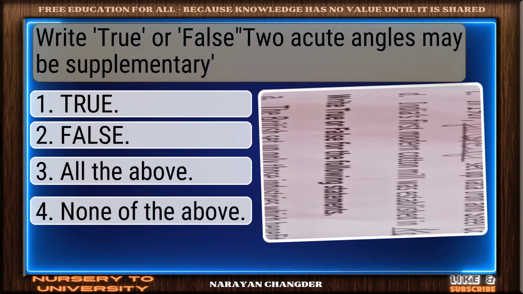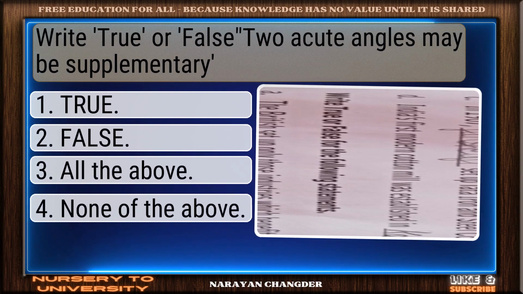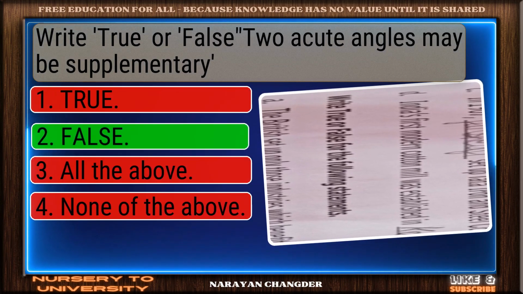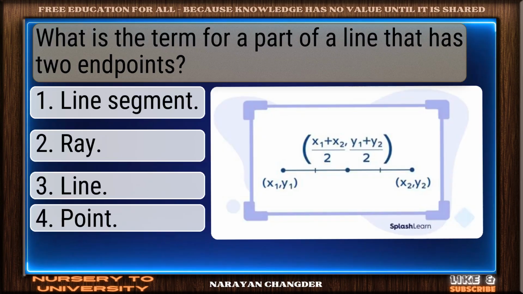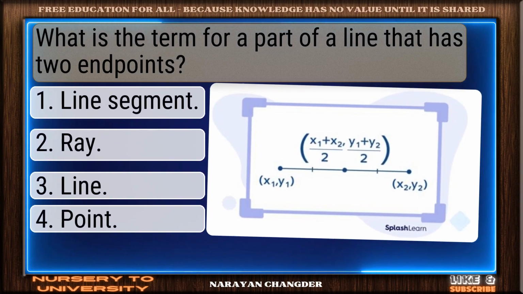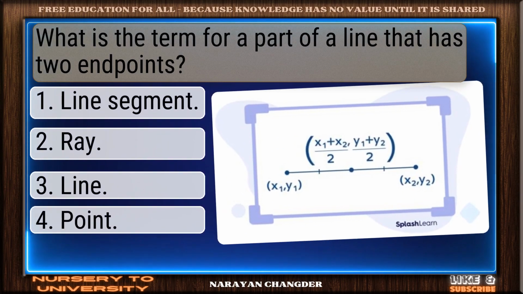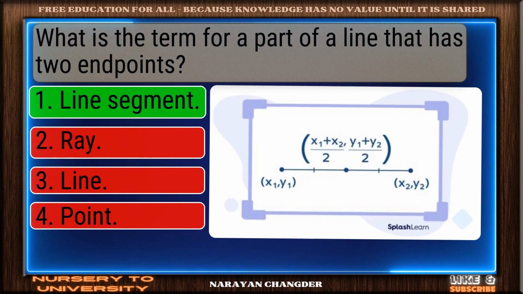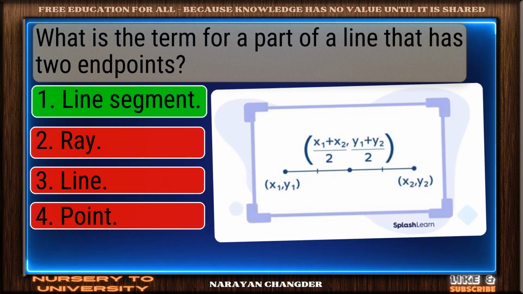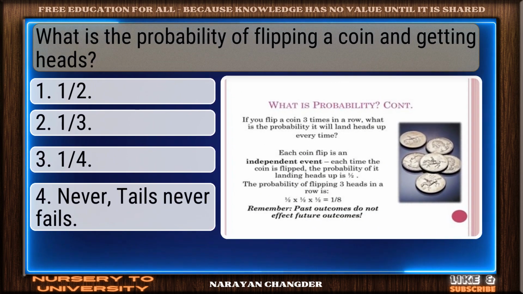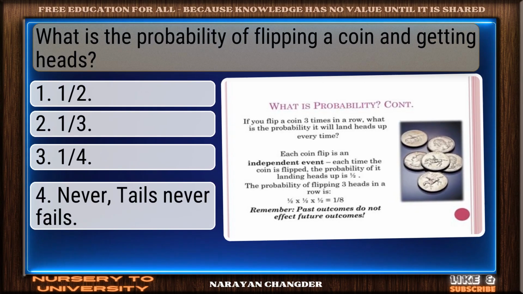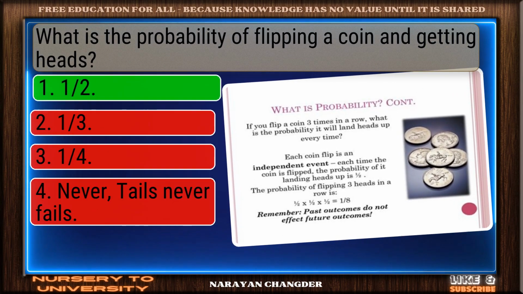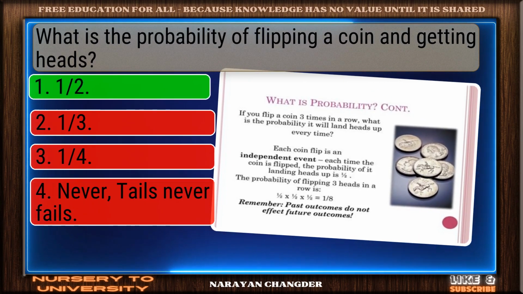Question number 124. True or false: two acute angles may be supplementary. Right choice. False is the best answer. Question number 125. What is the term for a part of a line that has two endpoints? Nicely done. Line segment is a solid answer. Question number 126. What is the probability of flipping a coin and getting heads? Clear logic. Your choice 1/2 is sound and 100% true.